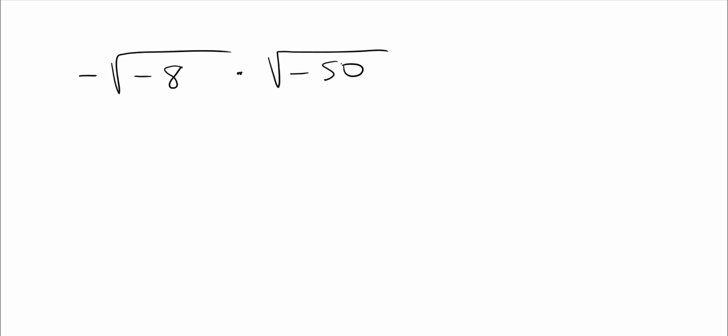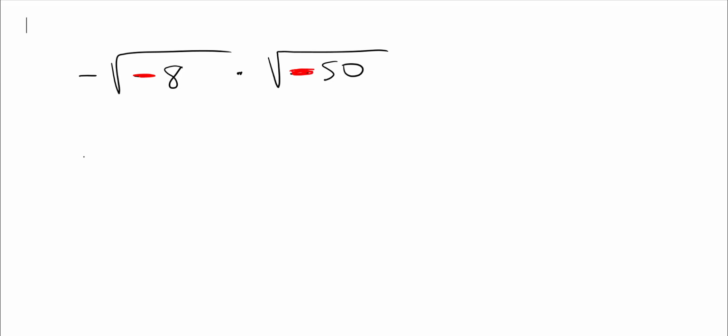So if I have negative the square root of -8 times the square root of -50. So this is about as tough as it gets, to be honest with you. All right, got a bunch of negatives on the outside, no big deal. So the first thing I'm going to do is deal with the negatives on the inside of the parentheses. Okay, these are super important. Deal with that and deal with that.